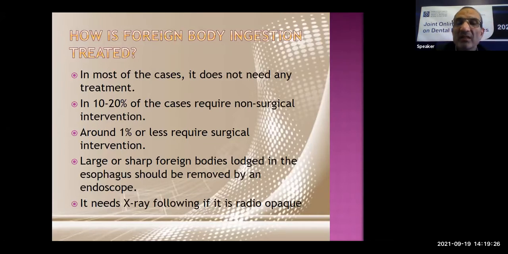In most cases, ingestion does not need any intervention, but 10 to 20% of cases require non-surgical intervention, and around 1% or less require surgical intervention, especially when the foreign body is large, sharp, or cutting and lodged in the esophagus, and should be removed by endoscope. And it needs an X-ray if the object is radiopaque.